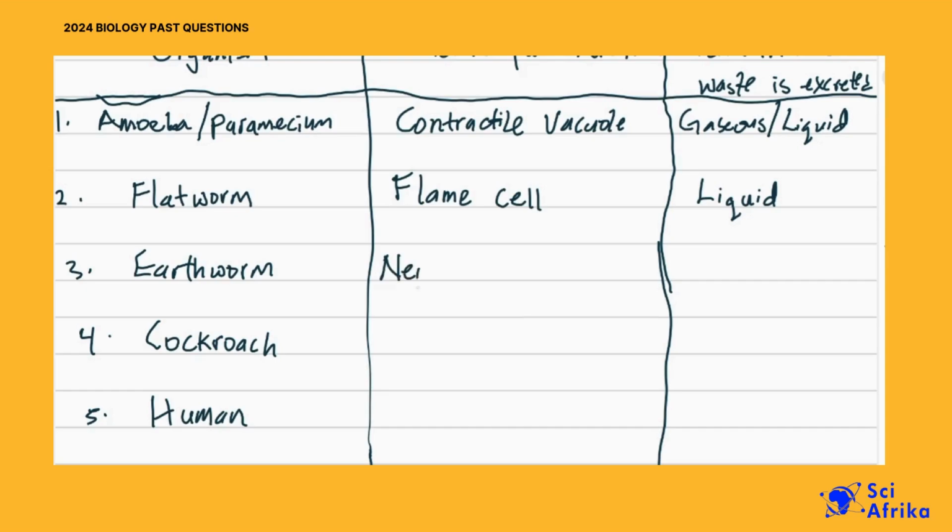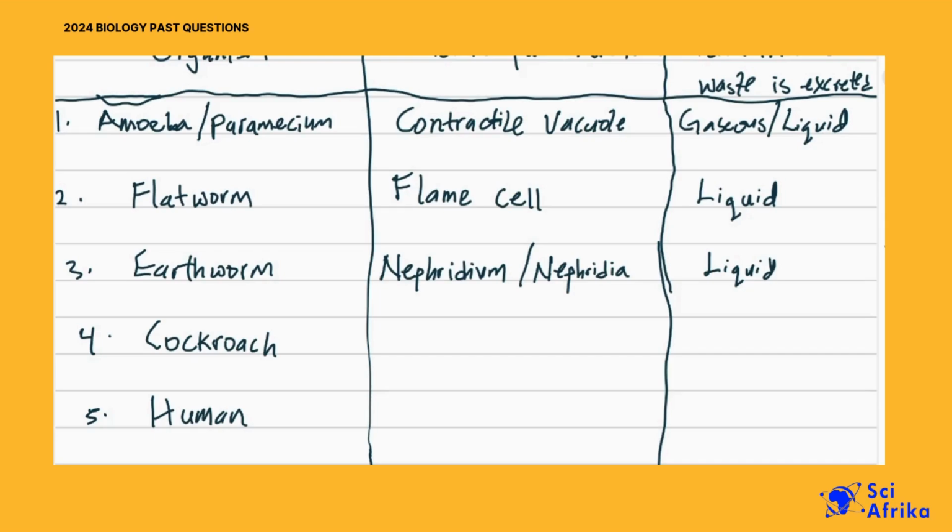Nephridium is singular, or nephridia is plural. We can either mention nephridium or nephridia. Any of these two is correct. And they excrete what? They excrete liquid waste. So the nephridium is designed to excrete liquid waste.